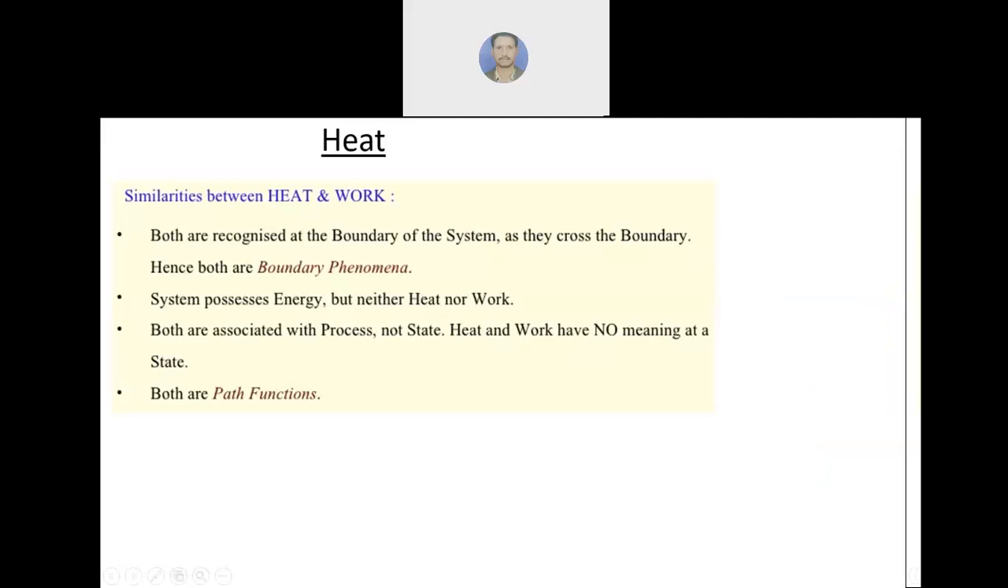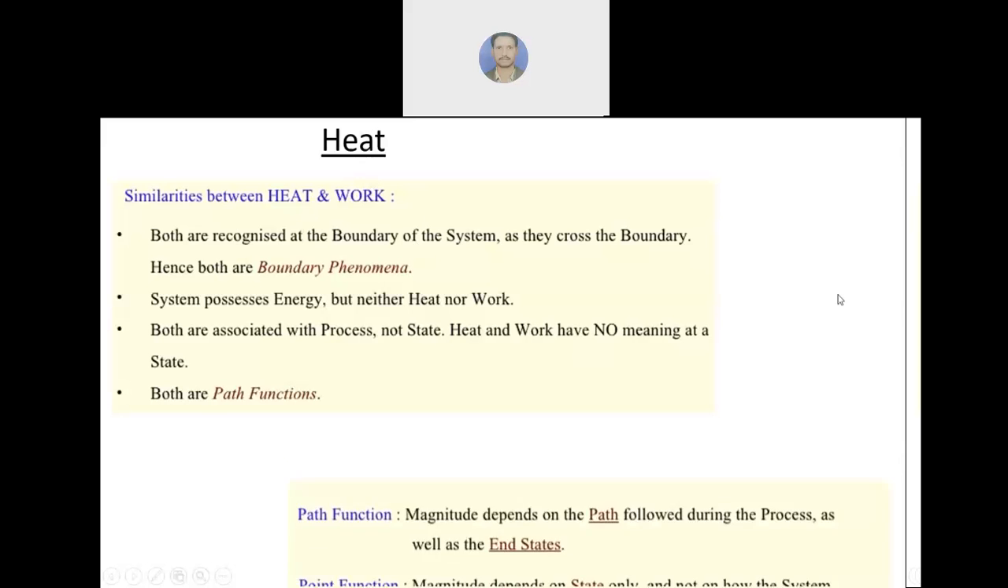It was crossing the boundary of the bucket. From inside the hot water, the heat was releasing outside. It was transferring outside, so it is crossing the boundary. So it is a boundary phenomenon. Both heat and work are boundary phenomena, and they are path functions that don't depend on the state. These are the important points about heat as well as work.